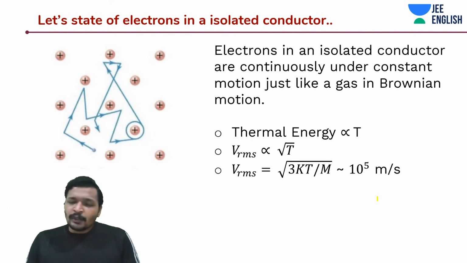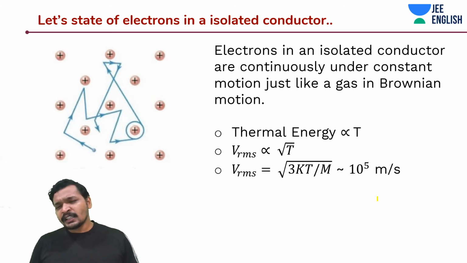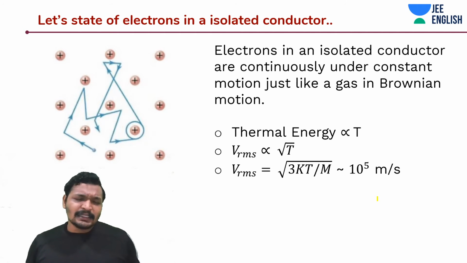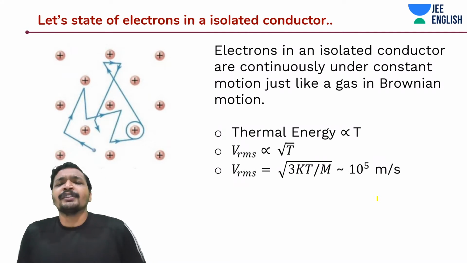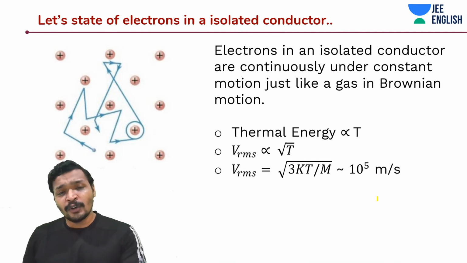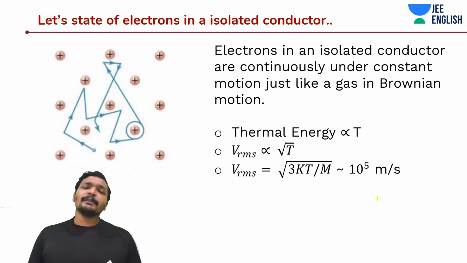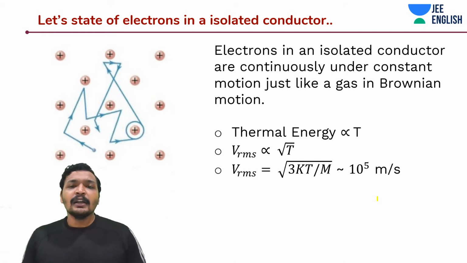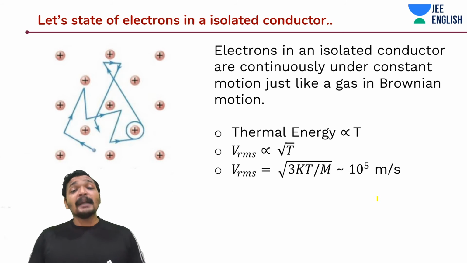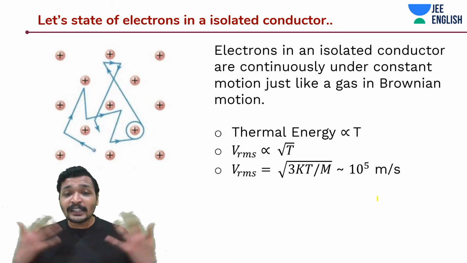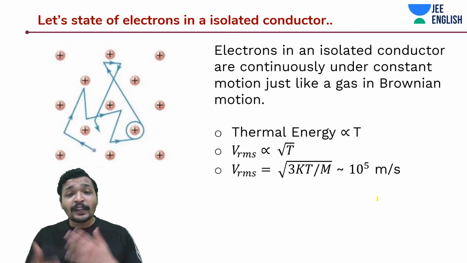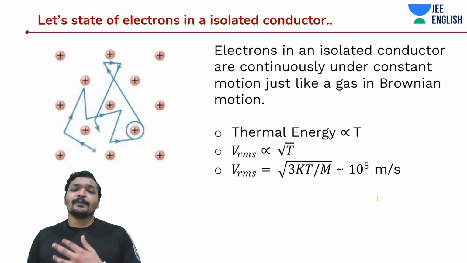Now we'll understand how electrons behave in an isolated conductor. When I'm talking about no current, what are you assuming? Are you thinking there is no flow of electrons, that the electrons are staying stationary? Earlier in our classes, we were told that electrons stay stationary if no voltage is applied. If voltage is applied, the current would become V by R, which is true, not false. But the electrons are moving constantly inside the conductor.